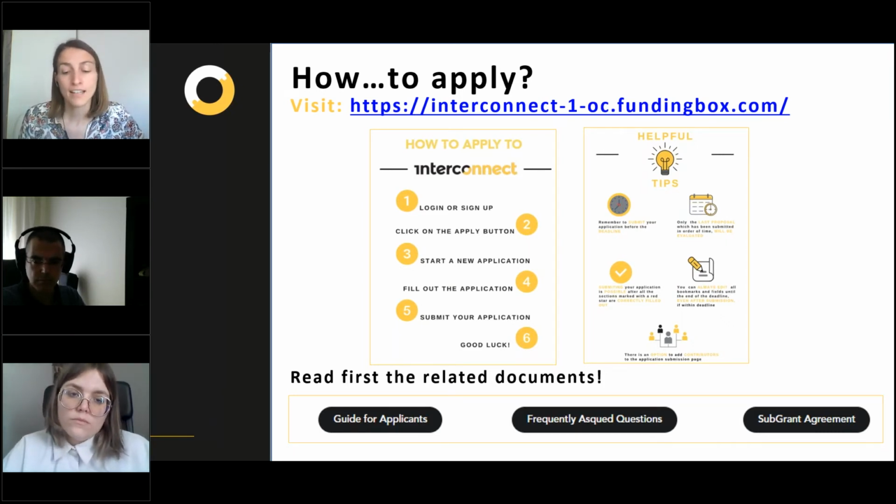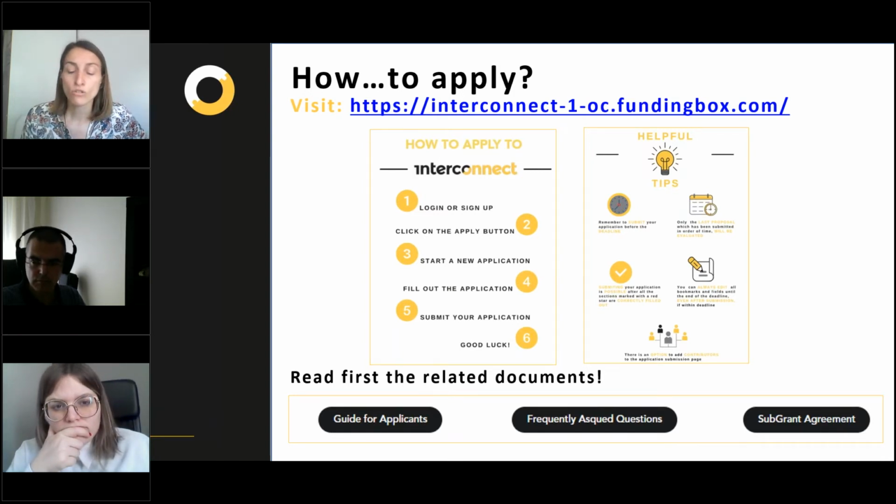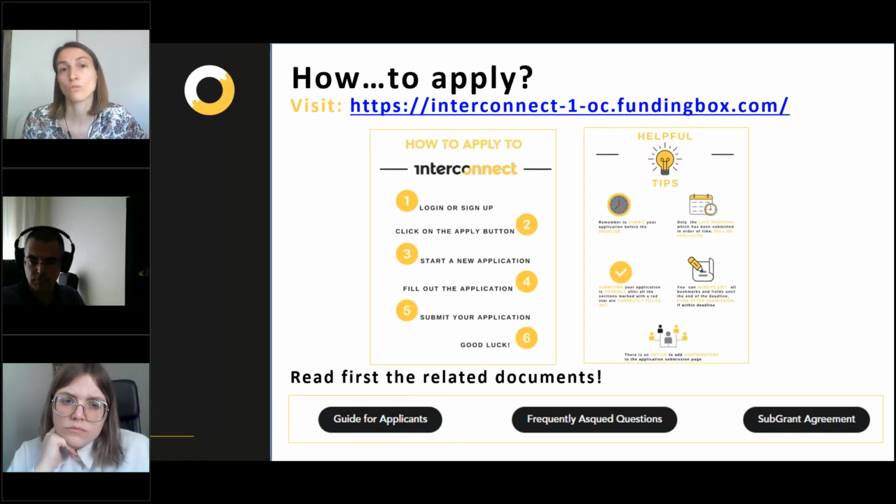We highly recommend that you first read these related documents that you can find on the site. One is the guide for applicants. This guide will show you all the process and all the things you need to know. We also have a document with frequently asked questions where you can solve some of the doubts you may have. And it's also important to read the sub-grant agreement first. This is a draft of the contract that the winners will sign with the consortium, so you can have an idea of what the expectations for the support program are.